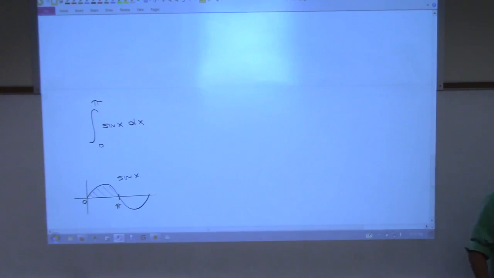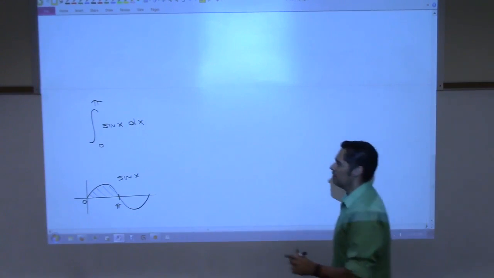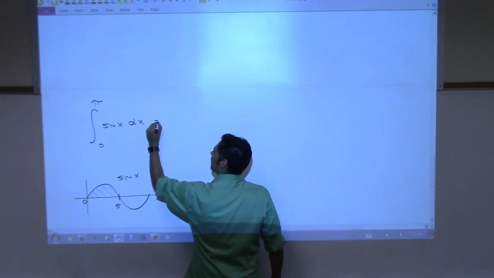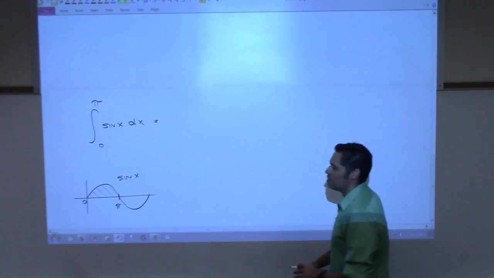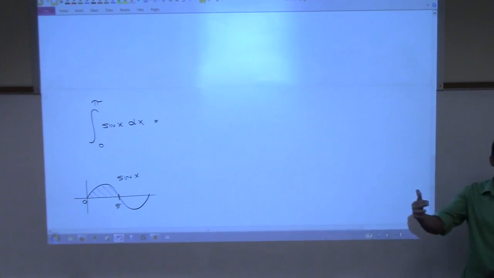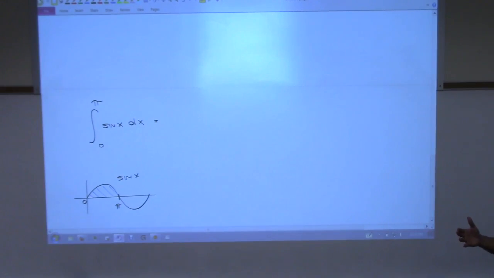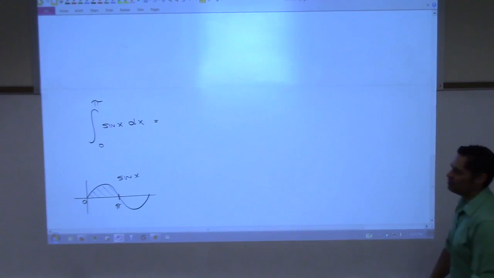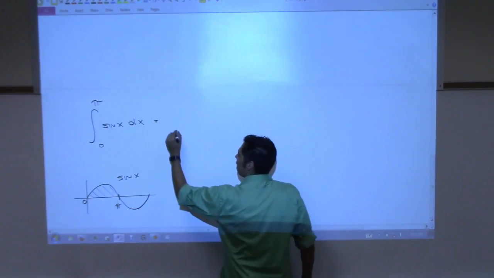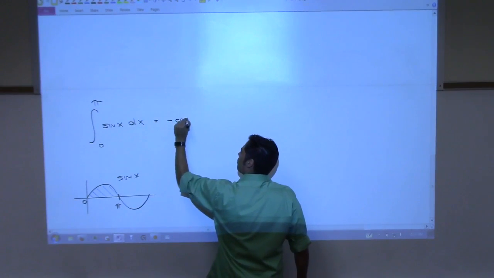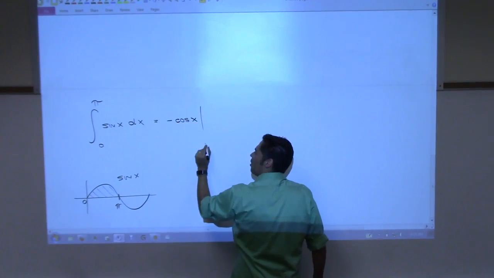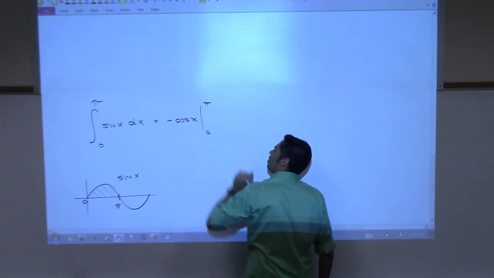Now that is another simple integration. I hope that's simple to you now, right? Or is it one of those things where you've gotten so far advanced now that that becomes difficult for you? Your brain just shuts down? No? What's the antiderivative? Negative cosine x, right? And then my little bar here, and I put 0 and I put pi here, just to keep track.